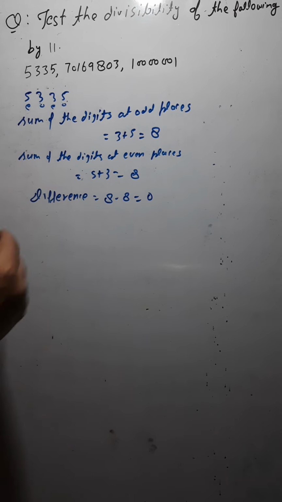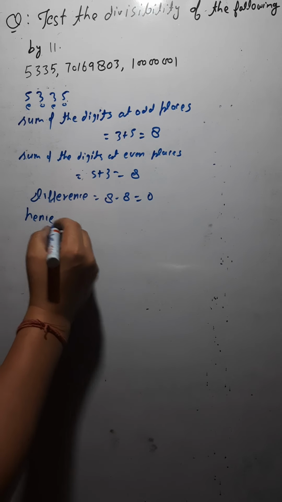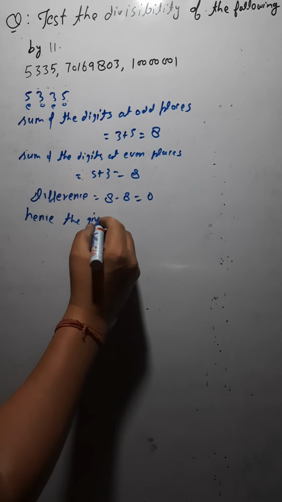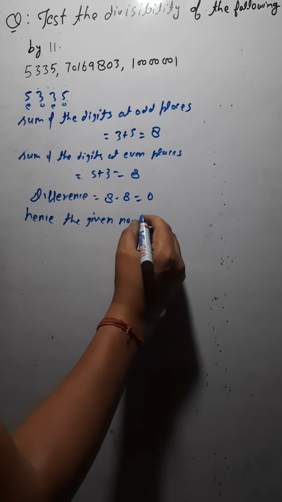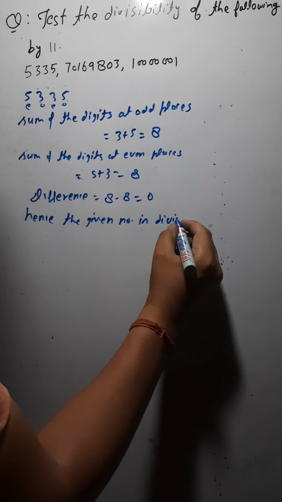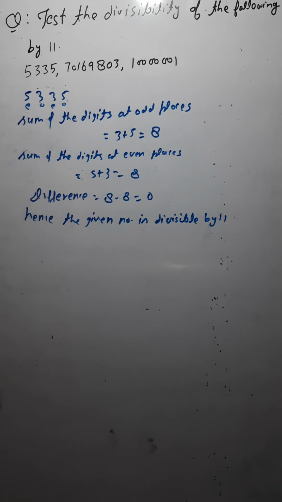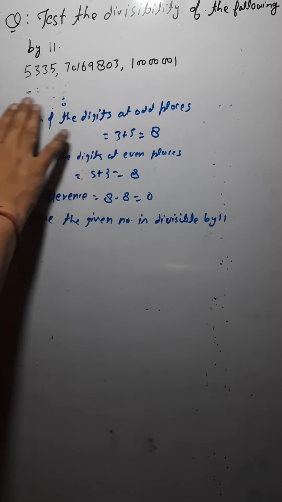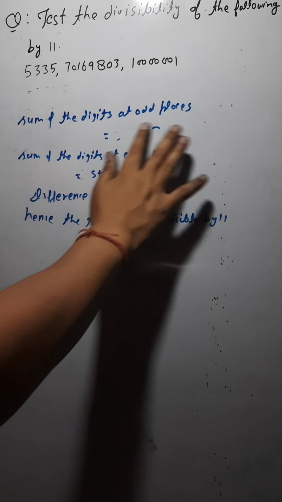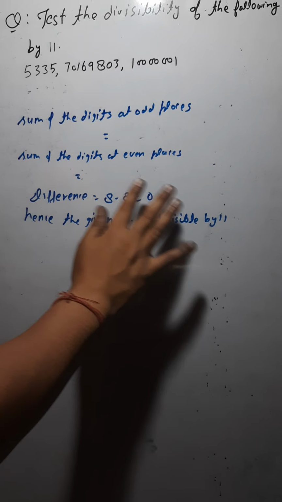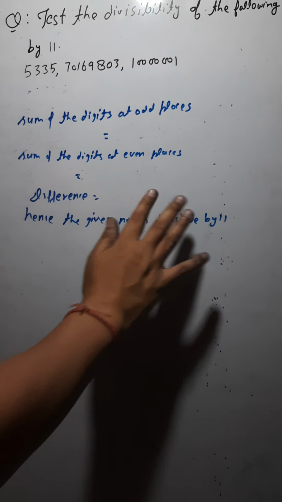So you would write, hence the given number is divisible by 11. Are you getting this or not? Okay, so this is how you would do the first question. Now let's move towards the second question. Okay, note it down, then I'm going to erase this. Now we would solve the second question here. Rest I am just writing as it is.